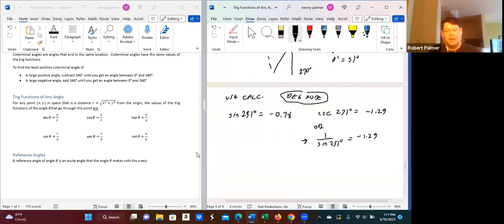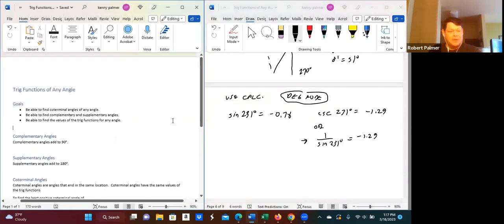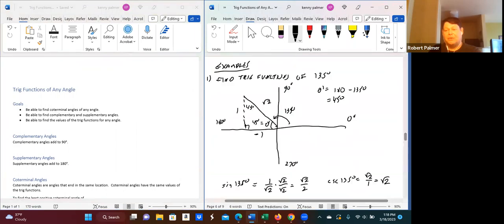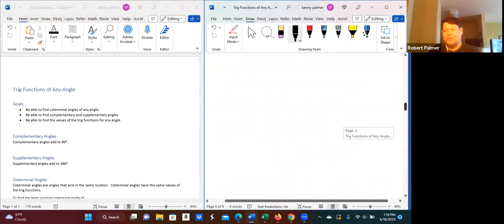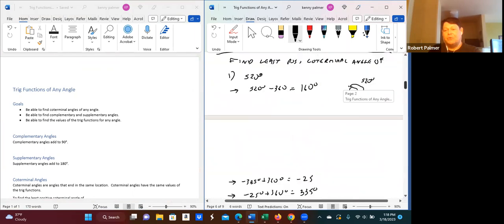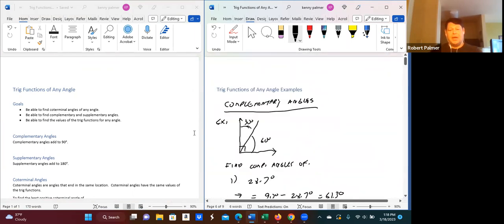All right. So what we've learned today is we've learned about complementary and supplementary angles. Complementary angles add to 90. Supplementary angles add to 180. Also learned about coterminal angles, angles that end in the same place.